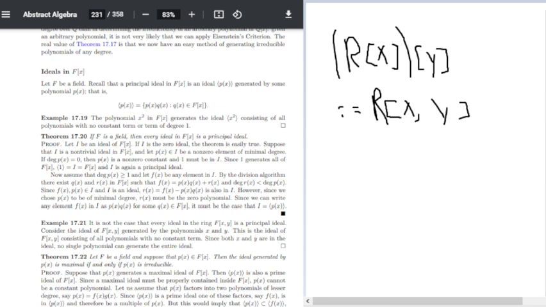Now, assume that the degree of p of x is greater than or equal to 1, and let f of x be any element in I. By the division algorithm, there exist q of x and r of x in F of x such that f of x is equal to p of x q of x plus r of x, and the degree of r of x is less than the degree of p of x. Since f of x and p of x are in I, and I is an ideal, r of x is equal to f of x minus p of x q of x is also in I. However, since we chose p of x to be of minimal degree, r of x must be the zero polynomial. Since we can write any element f of x in I as p of x q of x for some q of x in F of x, it must be the case that I is equal to the principal ideal generated by p of x.